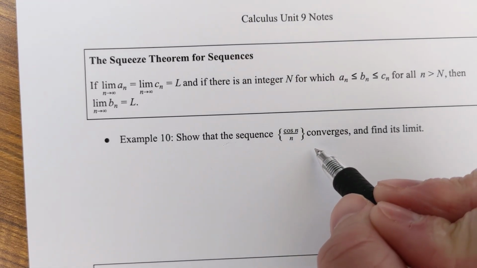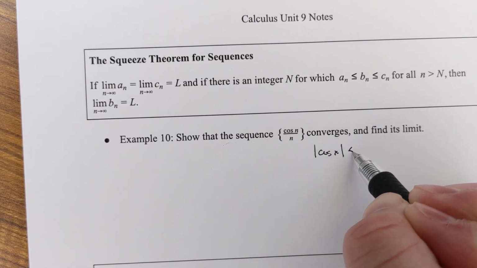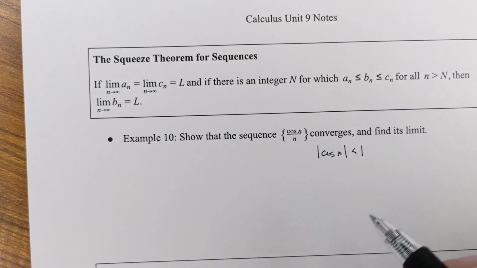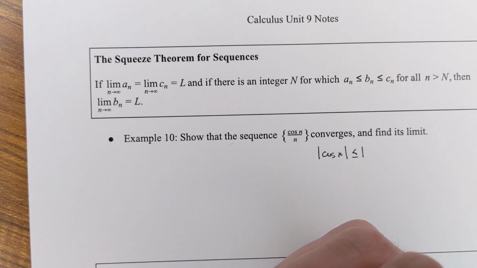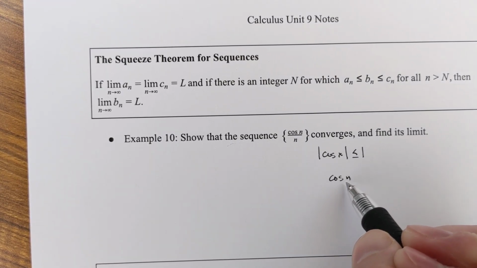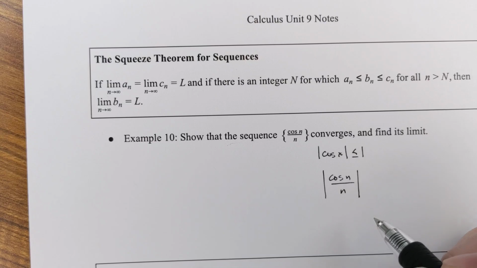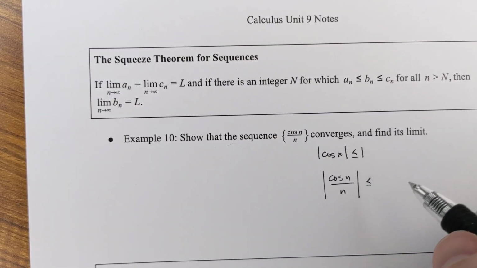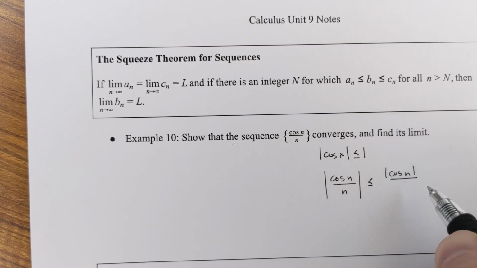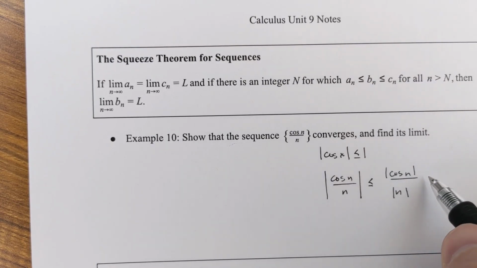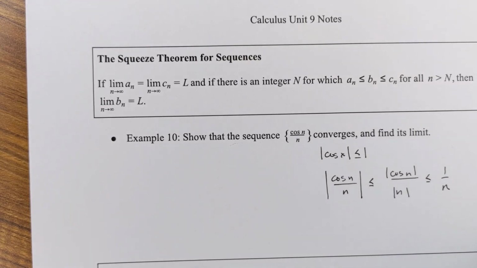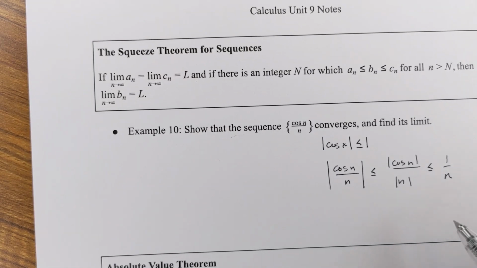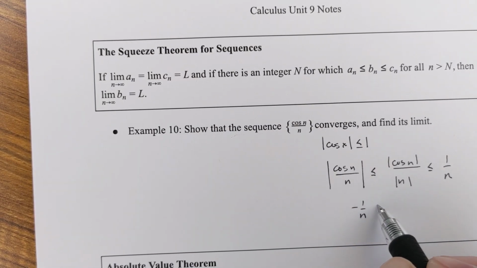Okay, so we know that this is true. The absolute value of the cosine of x is always less than or equal to 1, because cosine has to stay between positive 1 and negative 1. So we can say this is true. The cosine of n over n is always less than or equal to its absolute value, which is always less than or equal to 1 over n, because cosine is always less than or equal to 1. So we know that this has to be true.